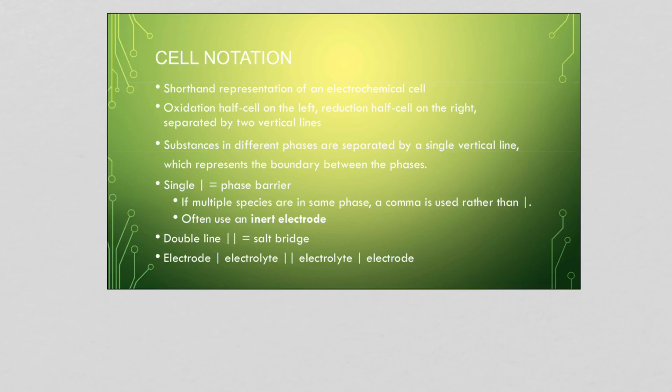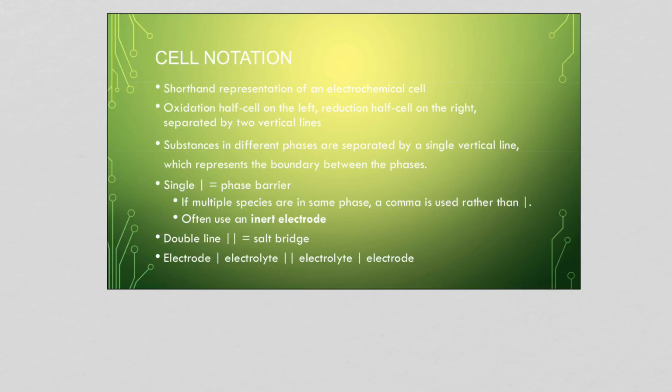Now you notice in the picture that electrons always flowed left to right. So they always flow from the oxidation side on the left to the reduction side on the right. And that's how we'll write out our cell notation. We'll go from oxidation to reduction. Now, we'll separate the two sides by two vertical lines. Now, if we have a phase change, they're going to be separated by a single vertical line.